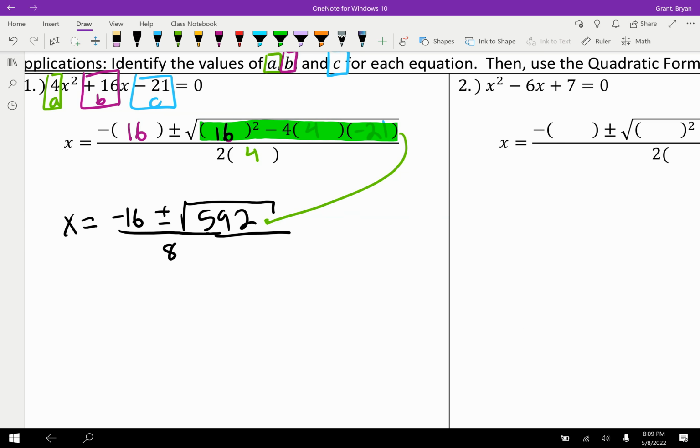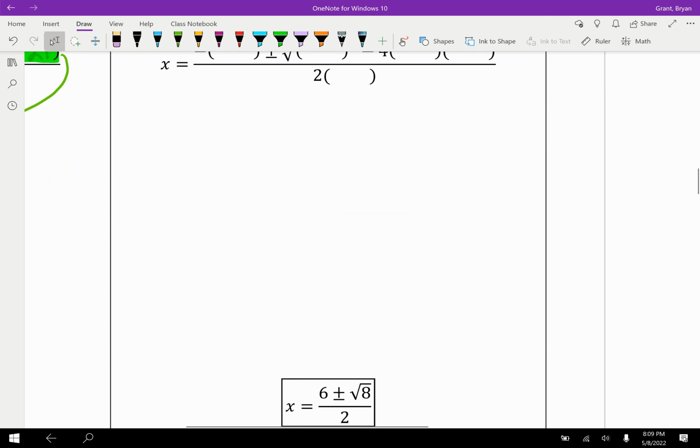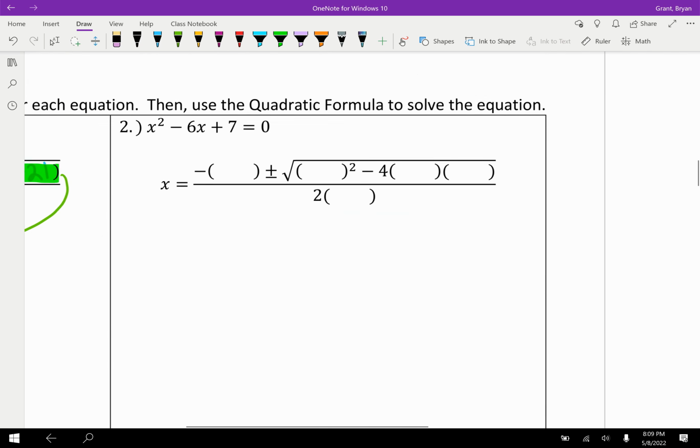Okay, so let's try one more. I want to see the setup for the second problem, and then on your calculator, your teacher is going to be looking for a typed in answer of 8. Ready, set, go.